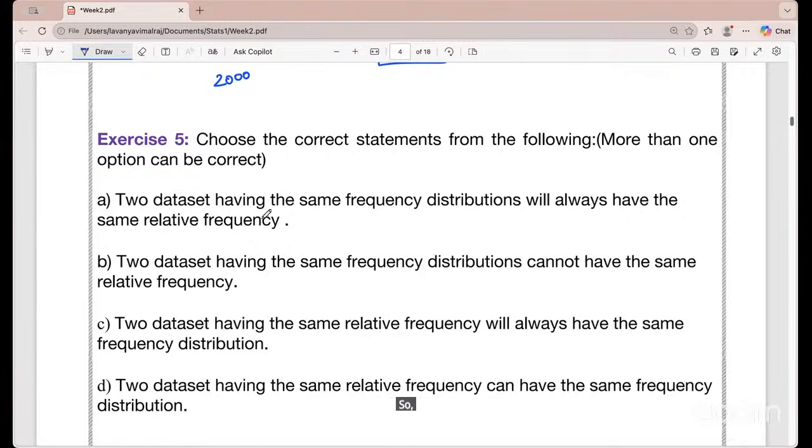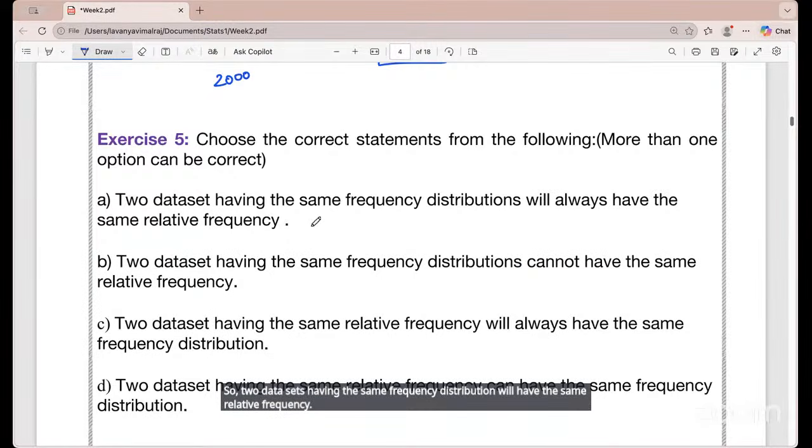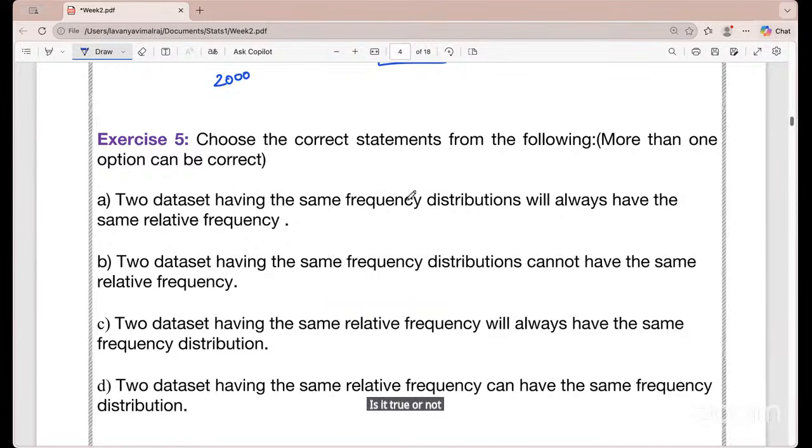Option A: two data sets having the same frequency distribution will have the same relative frequency. Is it true or not? If the frequency distributions are the same, obviously the relative frequency is also going to be the same. Yes or no? True. Yes, true.